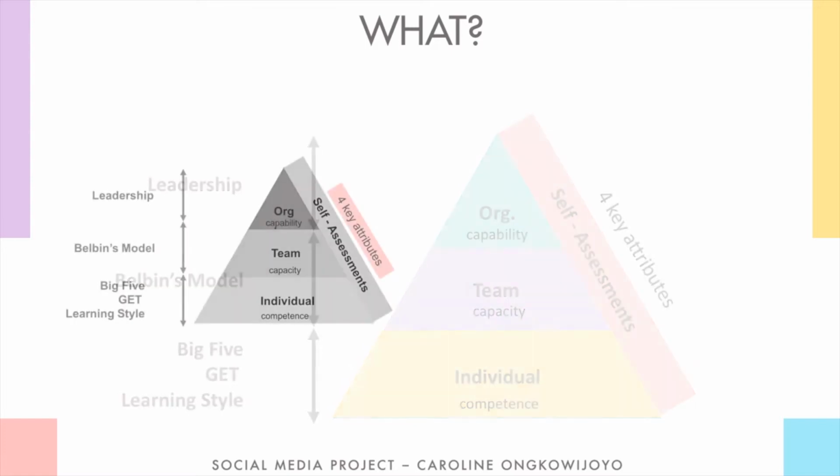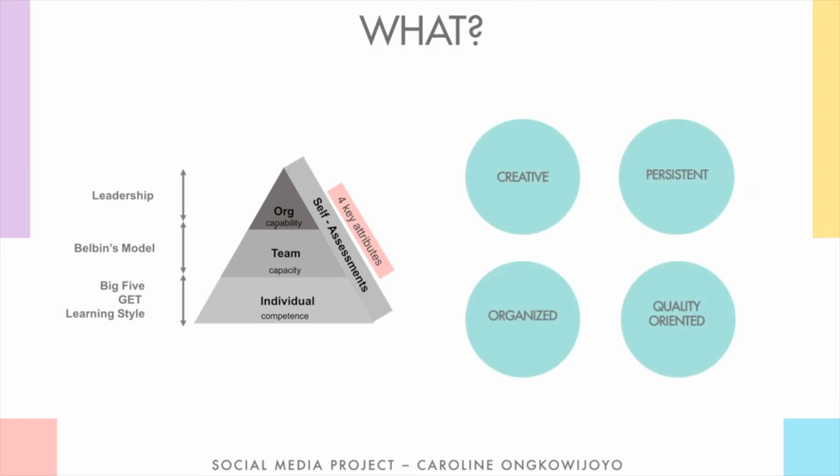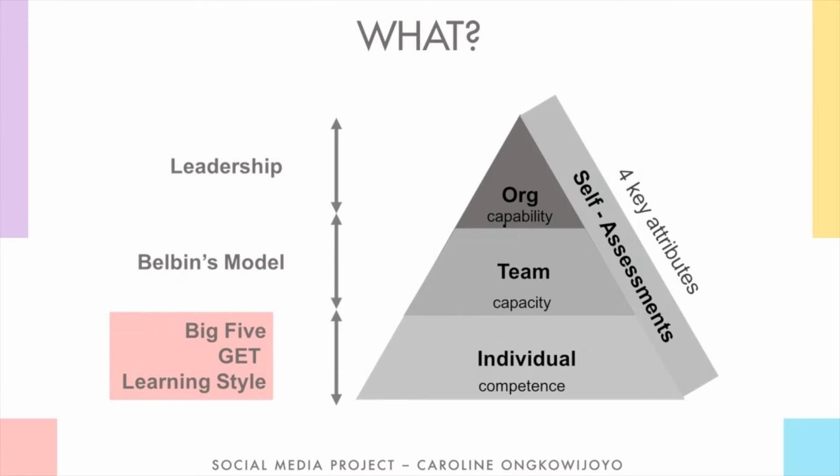So first, what are my 4 key attributes? I believe my 4 key attributes are creative, persistent, organized, and quality-oriented. Therefore, the first question of what has been answered already. Next, to answer the second question, I will start by finding out my individual competence through learning style tests, general enterprising tests, and Big 5 tests.